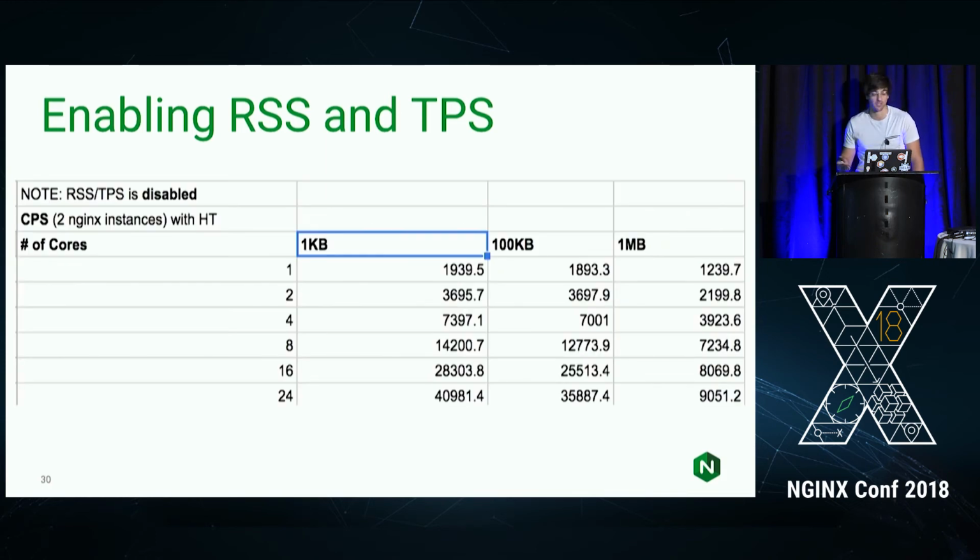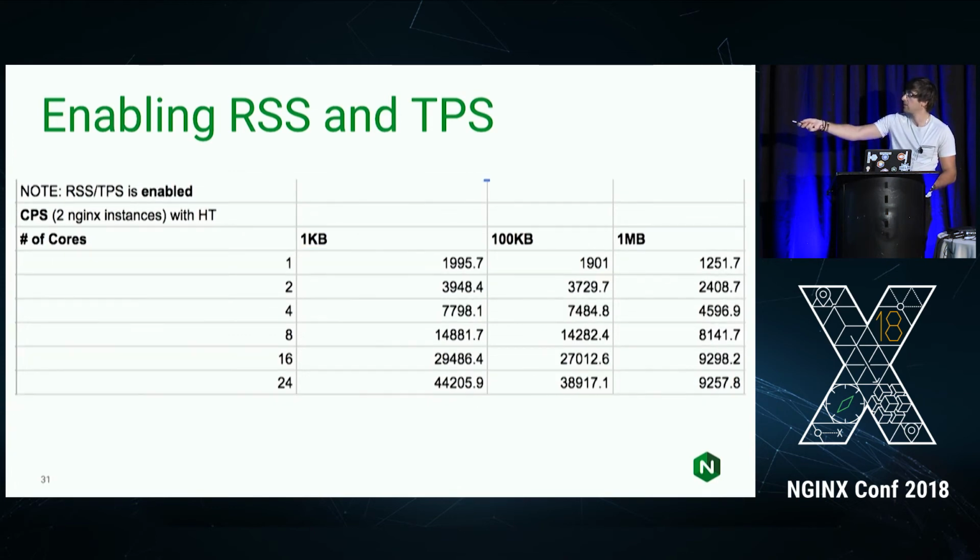So no graphs this time. This is a table. Change it up a bit. Receive side scaling and transmit packet steering is disabled. We got 2 NGINX instances, one bound to CPU node 0, one bound to CPU node 1. Hyperthreading is enabled, testing connections per second. We get these numbers. Now an apples to apples comparison, just enable receive side scaling. So take note here, 41,000, 35. When we enable it, everything's higher. So there's that. This is just numbers to back it up.